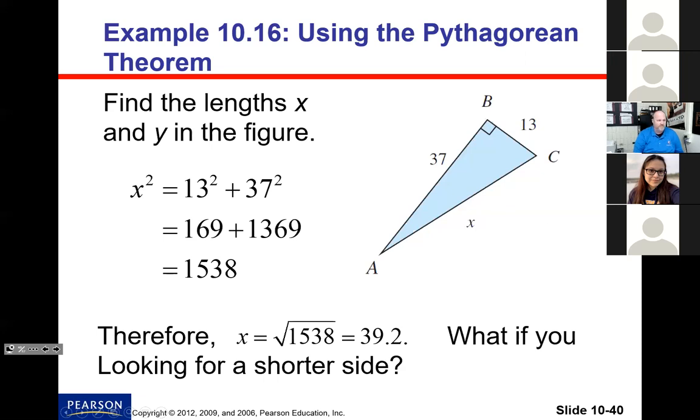Oh, Lori, do you have a question? Yes, I do. I have a question about how do you find the square root if you don't have a calculator? You phone somebody that has a calculator. Now, there are ways to estimate something with a square root, right? But if you don't have a calculator, it's really, really hard to do.